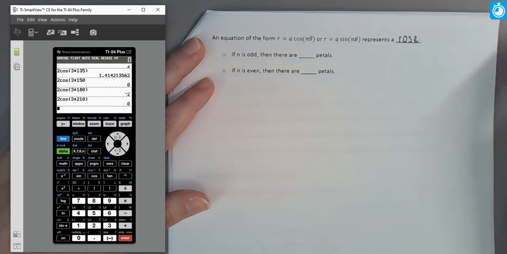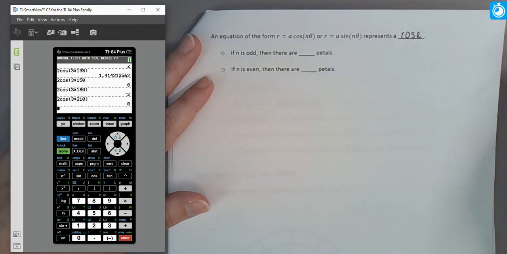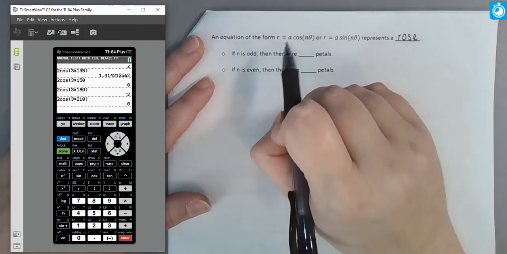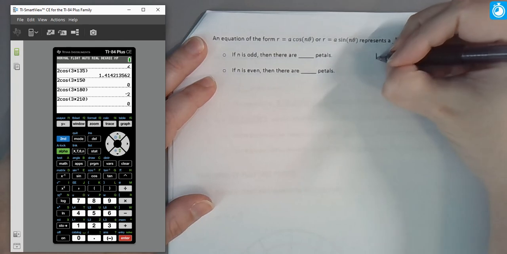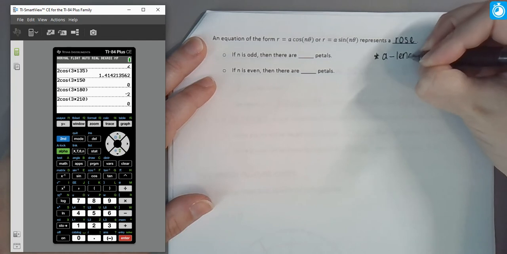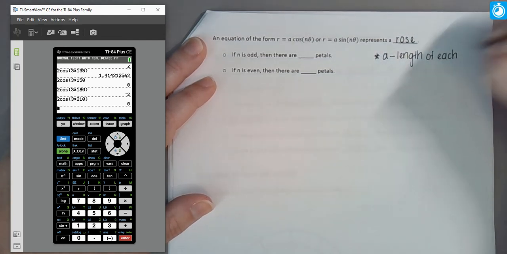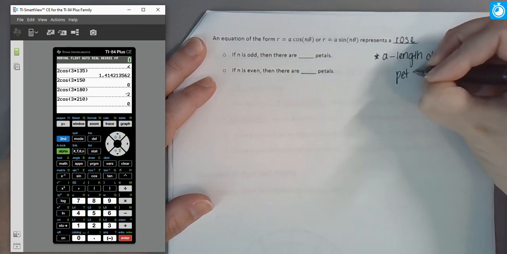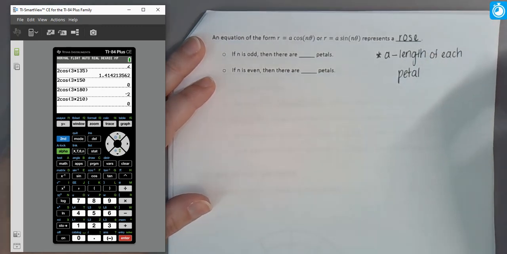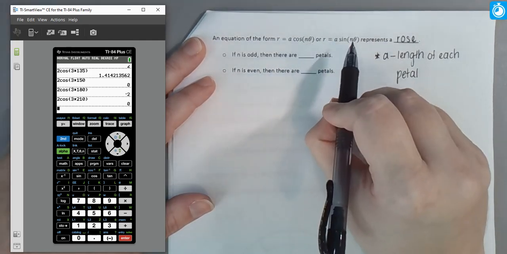And it doesn't really look like a rose the way we think of roses. They look more like daisies, if you're going to call it a flower, but honestly they look more like clovers than anything. Now what we need to focus on is how many petals there are going to be, because that's what seems to vary. So our coefficient here, I'm going to make a note of that. A is the length of each petal. If it's a flower, they have petals. The length of each petal, P-E-T-A-L, not P-E-D-A-L. And then the number of petals is dependent upon the value for n.